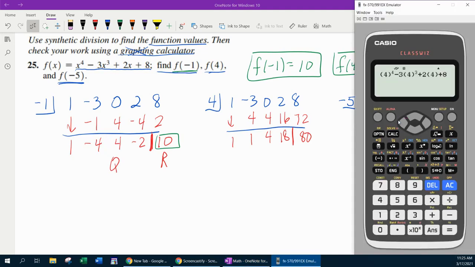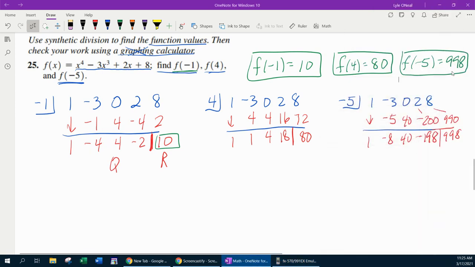And we're going to change every 4 to -5. Delete and enter -5. Fingers crossed. Whoo, 998. Isn't that great? And that's how you do synthetic division to find a function value. But that also shows how you can use the calculator to get the function value too. But again, I think it's freaking cool that you can do synthetic division and the remainder is the function value.